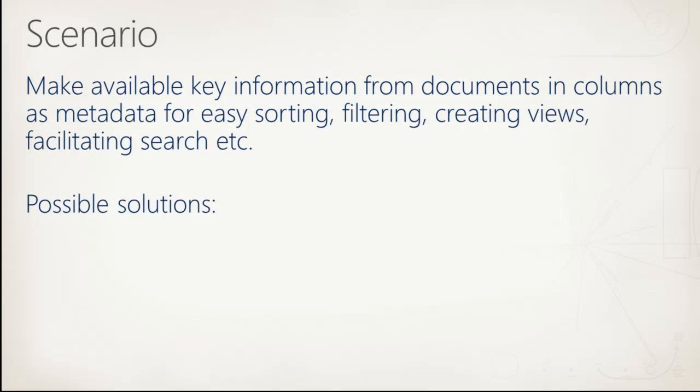Okay, so: make available key information from documents and columns as metadata for easy sorting, filtering, creating views, facilitating search. So what does that mean exactly? Well, there's a lot of good stuff in the documents, right? Document information, the document metadata, all the stuff that you have in the documents, it's always kind of hidden in the documents. That's been like that for ages. How do you really free them up? How do you take them out?